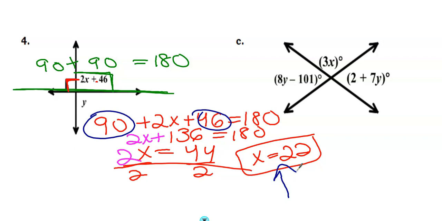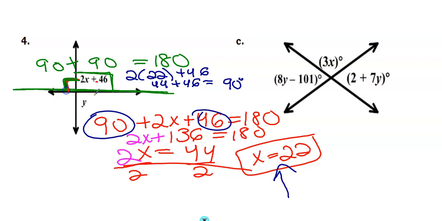All right? So I could plug that back in, and let's see what I get. So 44 plus 46, and look at that. That is also 90 degrees. Okay? Magic. All right. Now I don't have to do all that work for y.